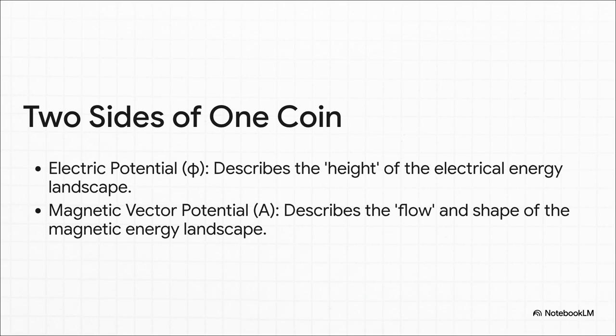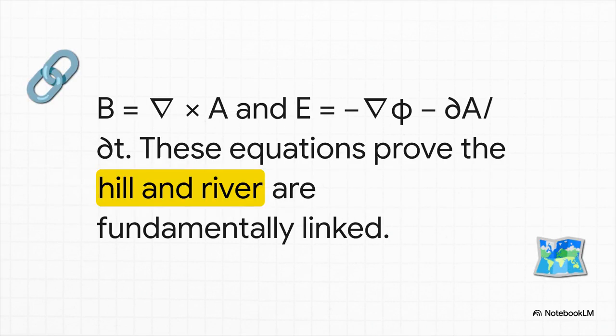Now, to map this whole unified landscape, physicists use two main tools. The first one is that electric potential we talked about. That describes the height of our energy hill. The second one is a bit more complex. It's called the magnetic vector potential, and it's basically the map that describes the flow and the shape of our magnetic river.